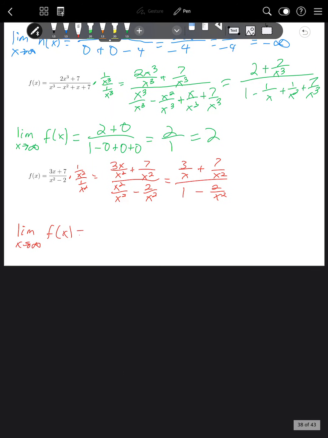Limit of 3 over x is 0. Limit of 7 over x squared is 0. The limit of 1 is 1. The limit of 2 over x squared is 0. So this is 0 over 1, which is just 0.